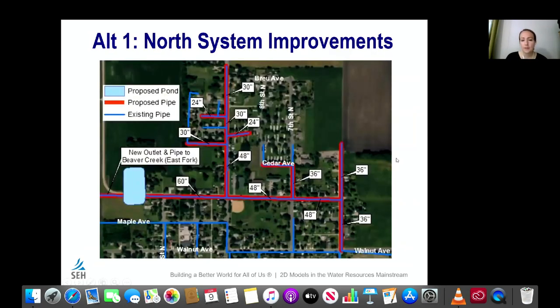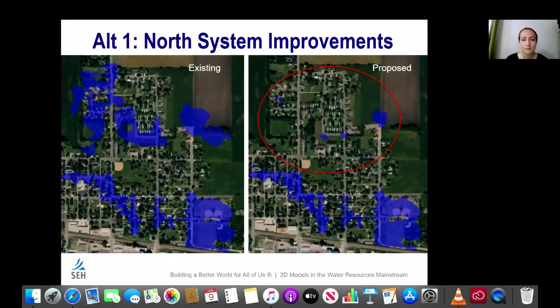So we used our 1D, 2D model to develop and analyze several different scenarios. At the beginning of the project, we promised to provide three different proposed conditions. But the 1D, 2D modeling allowed us to be so efficient and saved us time that we were able to analyze six alternatives instead of just three. And for each alternative that we looked at, we produced these side-by-side inundation maps to illustrate how the flooding would be expected to be reduced for each condition, for each proposed scenario.